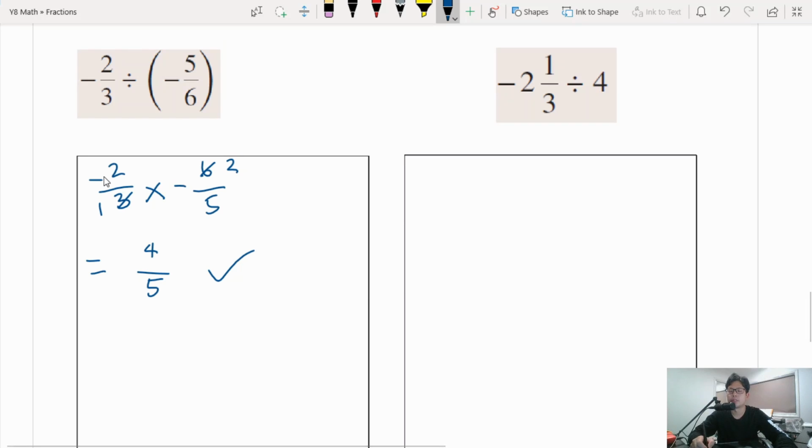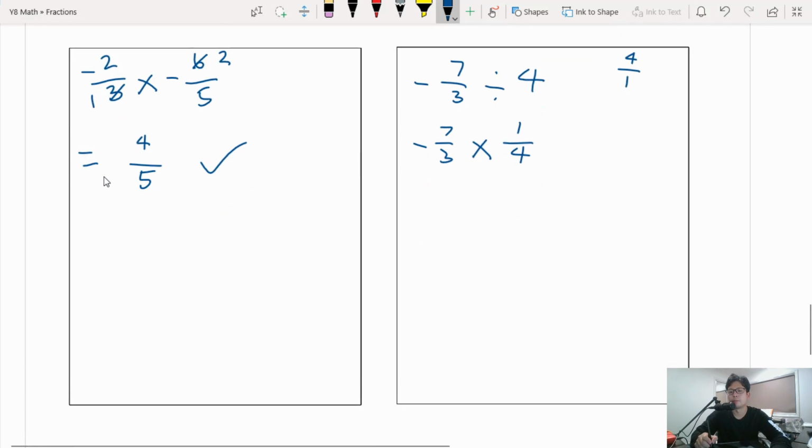And this last question here, it's also a mixed number, so we just need to convert that to an improper fraction. So how we do that, we multiply 2 by 3, that gives us 6. Add 1, that gives us 7 over 3. And remember, always keep the sign that was originally in front of it. Divided by 4. And remember, 4 is just the same as 4 over 1. So we need to flip that over as well. So that gives us negative 7 over 3 multiplied by 1 over 4.